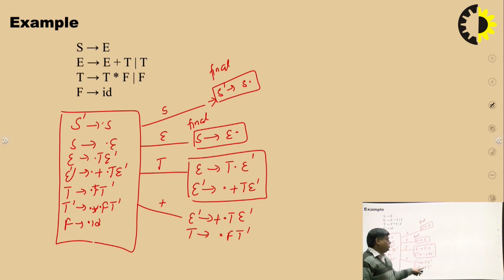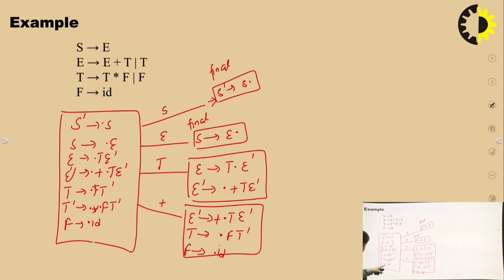Again, we explore the production of the F. Now, F tends to ID. Now, this step is complete. Now, this production has been explored. Remaining this production we are going to explore, and this production we are going to explore.